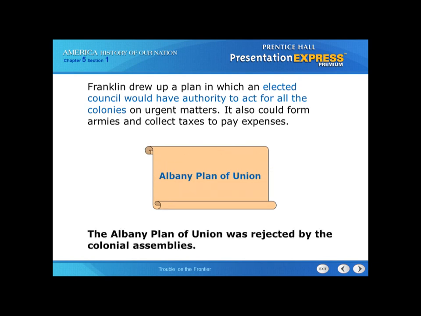Again, the Albany Plan of Union was rejected by the colonial assemblies. Again, they didn't want to be taxed. They didn't want to have another colony have any authority over them. This will be the case all the way up into the American Revolution, when all colonies will unite under the Declaration of Independence to fight the British.